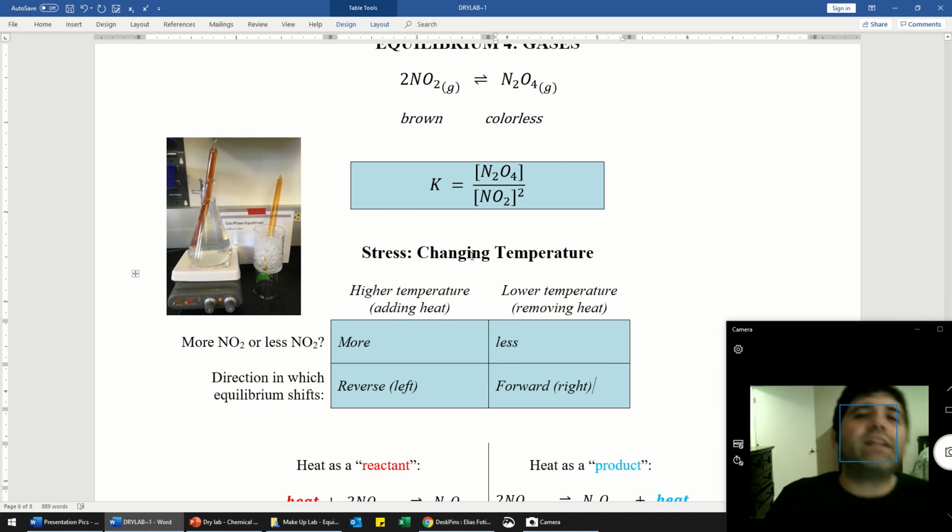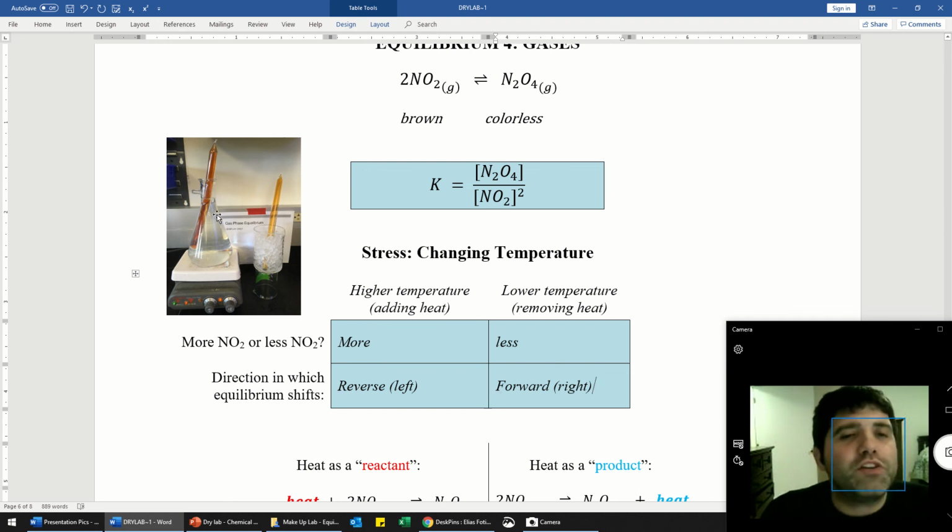So we've manipulated temperature, and that's causing the equilibrium to shift in a certain direction depending on what we're doing to the temperature. Increasing the temperature makes it shift to the left. Decreasing the temperature makes it shift to the right.